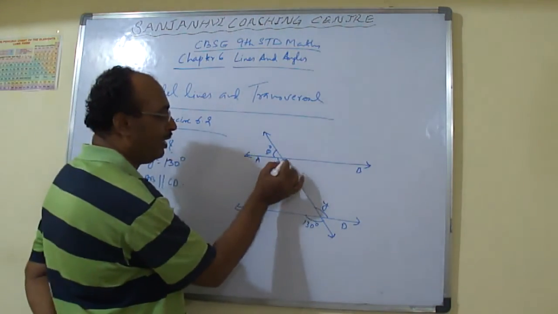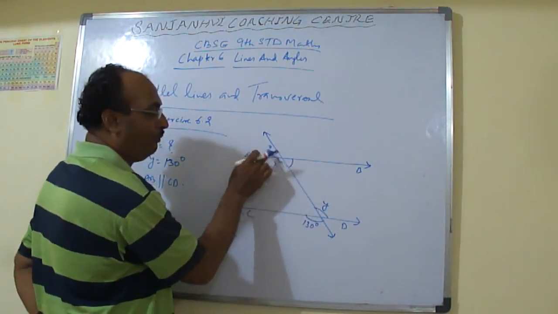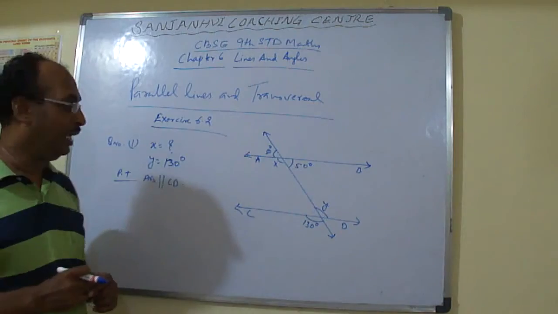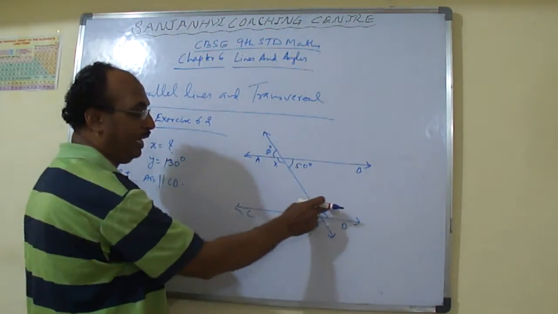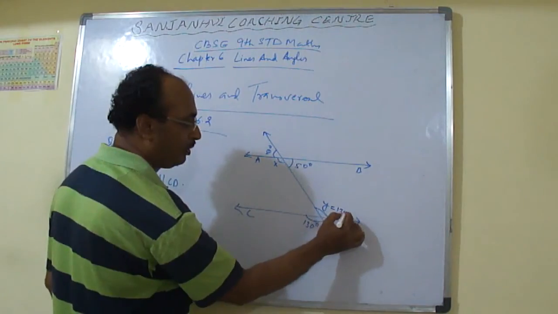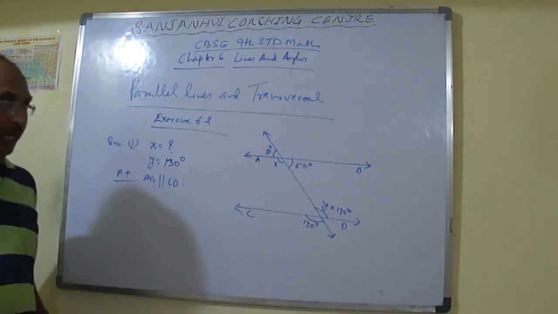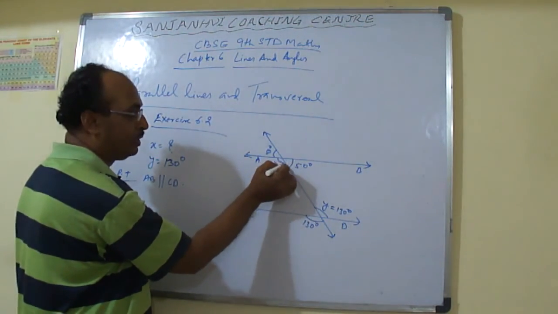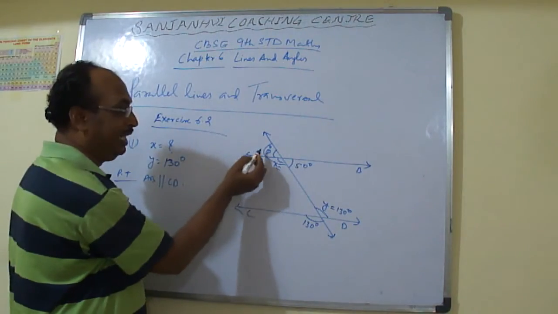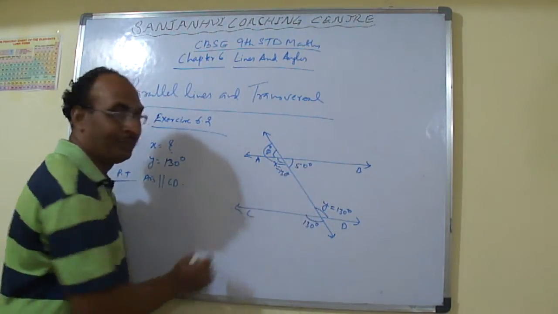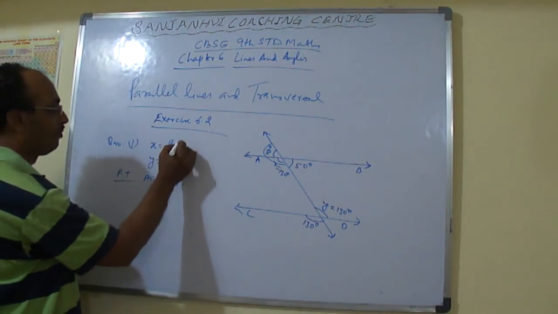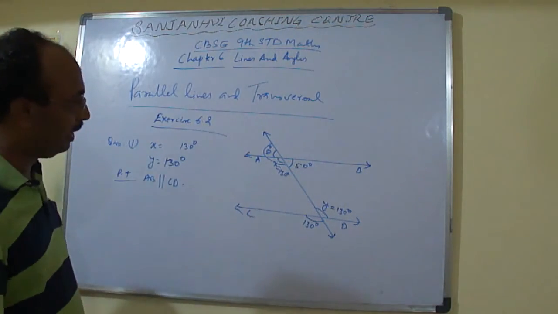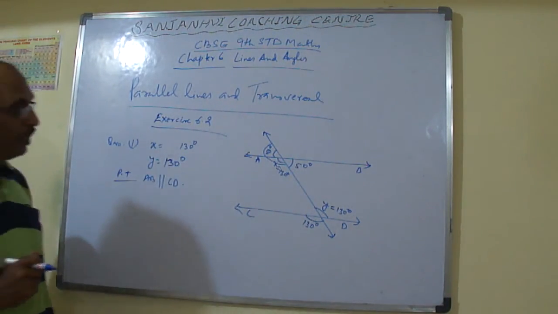Here, this will be 50 degree. So this also will become 50 degree. Yes or no? Y has become 130 degree, correct? So from here x will become how much? This total is 180 degree. 180 degree minus 50 degree is 130 degree. So x is also 130 degree. So the values of x and y you have found. Very good.